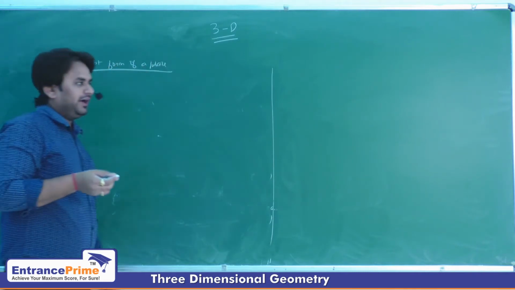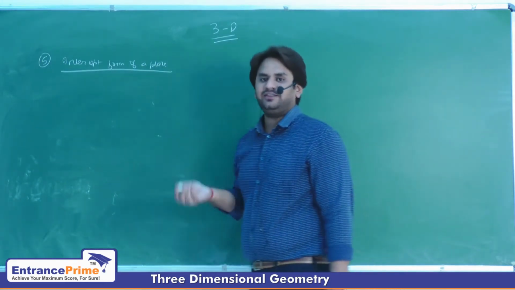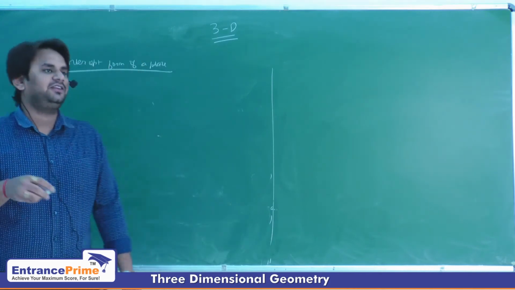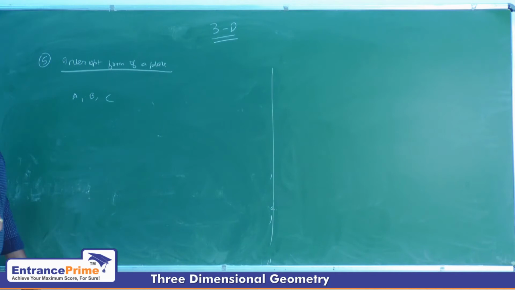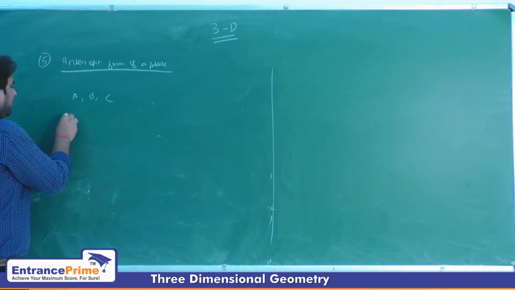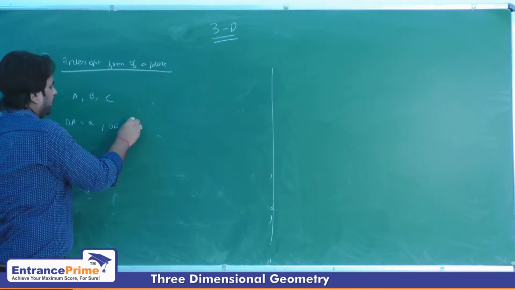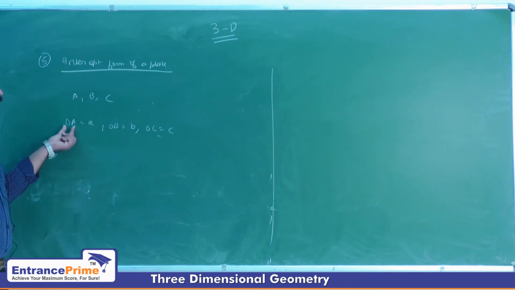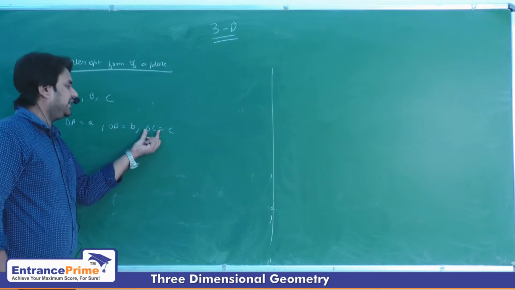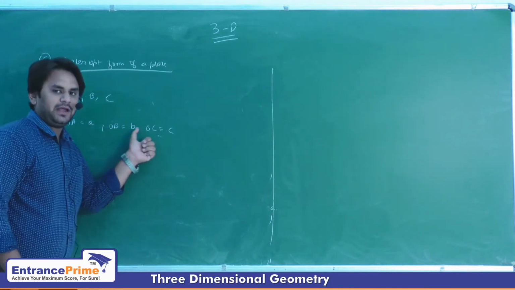Suppose we are taking one plane and the plane is cutting all the three axes, x-axis, y-axis and z-axis. Suppose the plane is cutting the x-axis, y-axis and z-axis at point A, point B and point C. So with respect to O, OA is equal to small a, similarly OB is equal to small b, similarly OC is equal to small c. So with respect to the origin, the distances are small a, small b and small c.